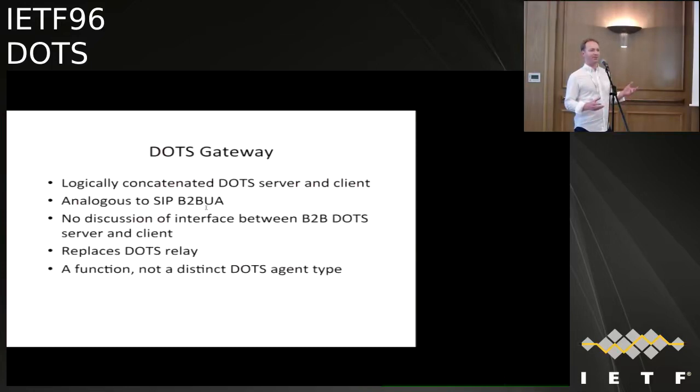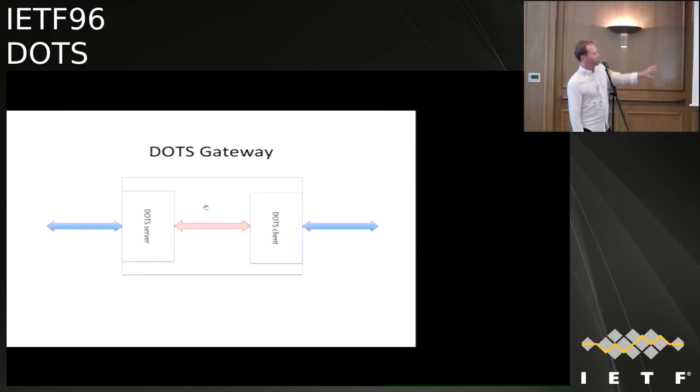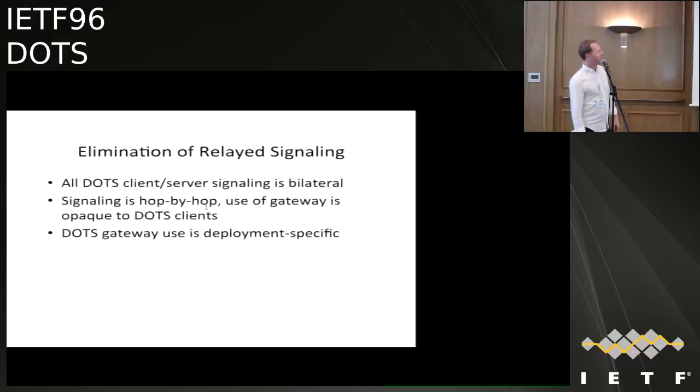The two services might be running on the same host. They might be on separate hosts. They may be communicating over some simple REST HTTPS API. But at the moment, the architecture tries to leave that alone. And as I mentioned before, this is a function, not a distinct DOTS agent type. Next slide. This is a very simple diagram demonstrating that we've left that interface alone, and that's up to the implementers. Next slide. Relayed signaling has been totally eliminated.